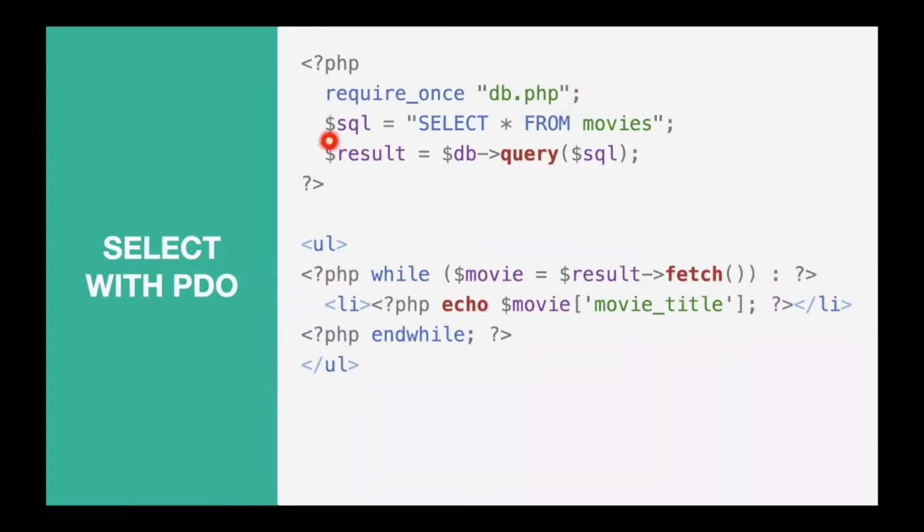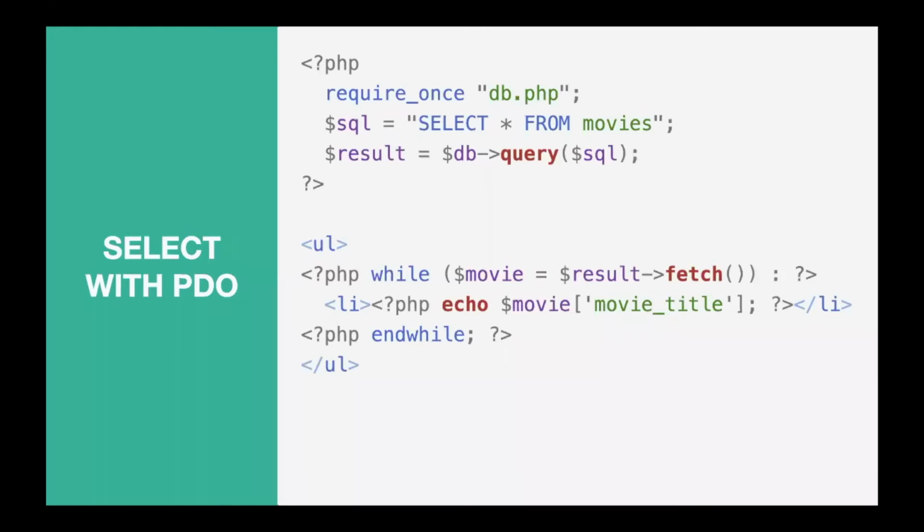Then we'll write our SQL query. So we have a variable called $sql, and then we have just an SQL query, just like we've been writing the last couple of weeks. So very simple one: select star from movies. So we're going to get all of the columns and all of the movies from the movies table.